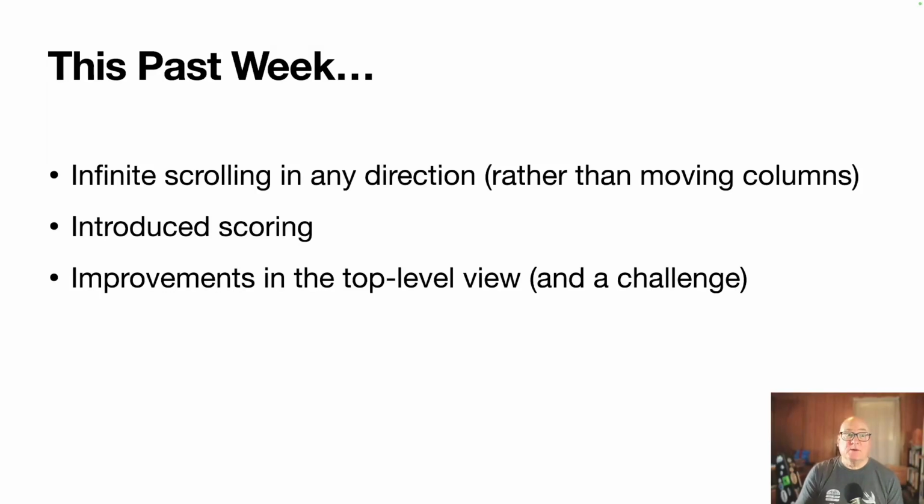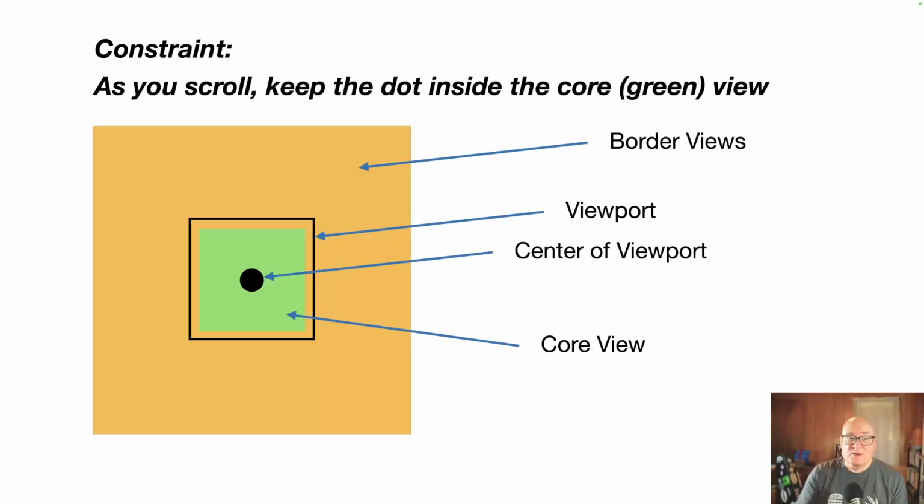So this past week, we introduced that infinite scrolling. Before, we had something that would relocate the column from one side to the other, or the row from top to bottom, to simulate that rotation. But now we have this notion of infinite scrolling. We introduced scoring, and we did improvements in the top level view, which also has a challenge that we'll address next week.